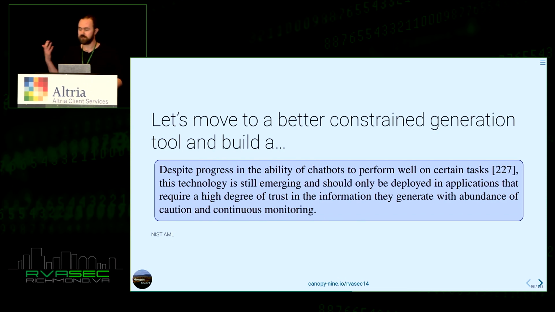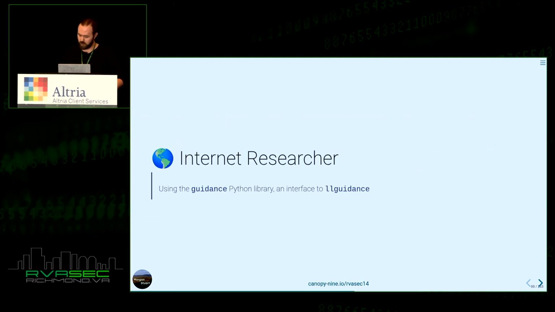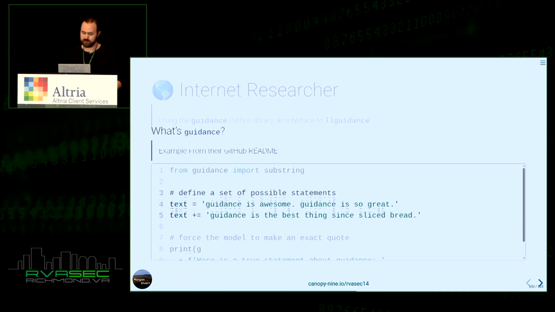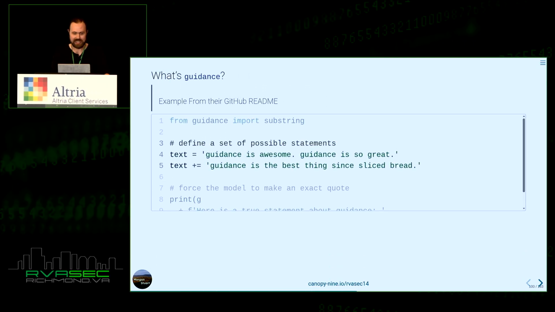And so this also gets to another NIST point, which is these things hallucinate. They don't do what they're supposed to do. This is a difficult space sometimes to work in and troubleshoot. So we're going to work with what's called guidance, and we're going to build an internet researcher. So what is guidance? Well, we'll look at some examples is what we'll do.